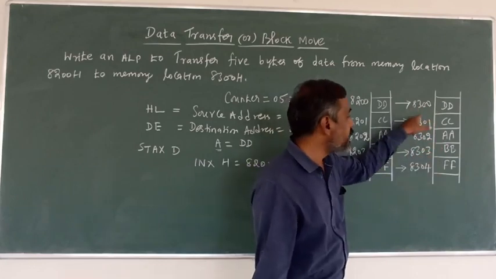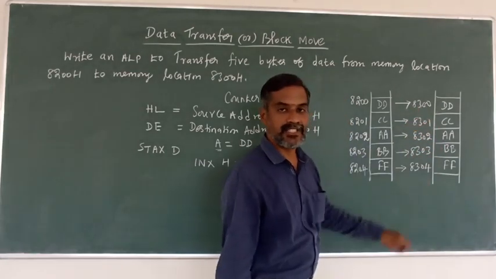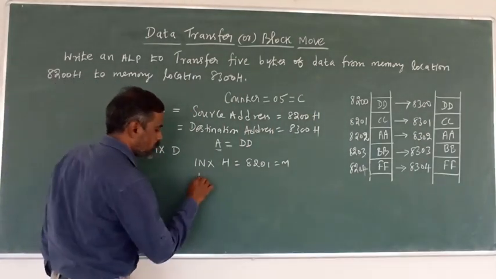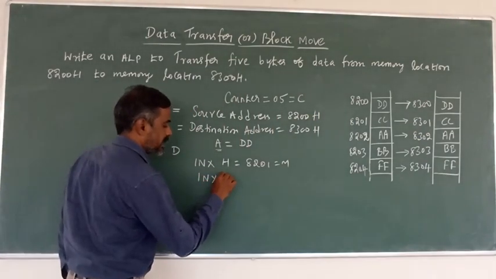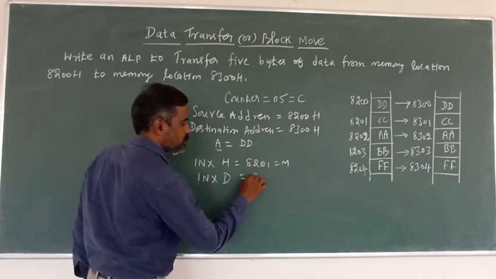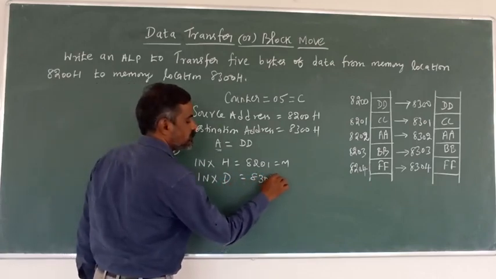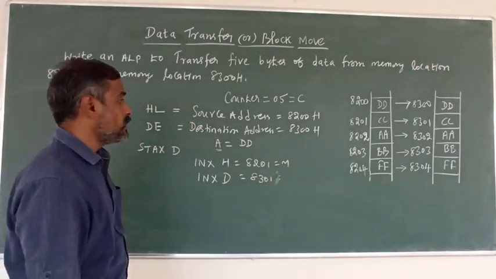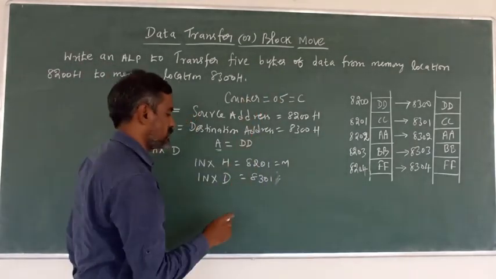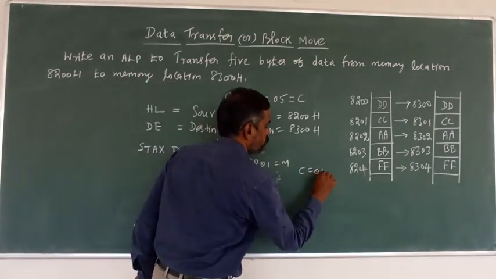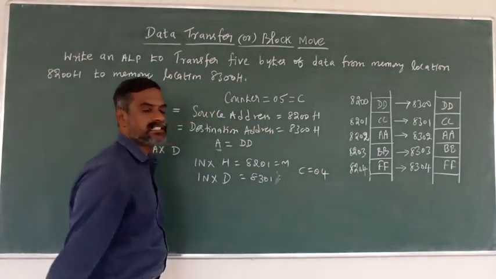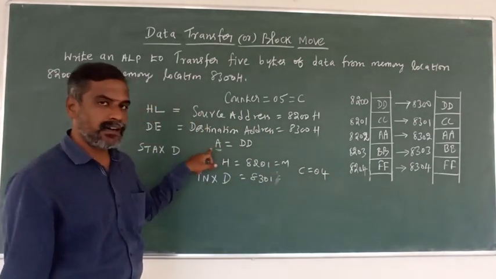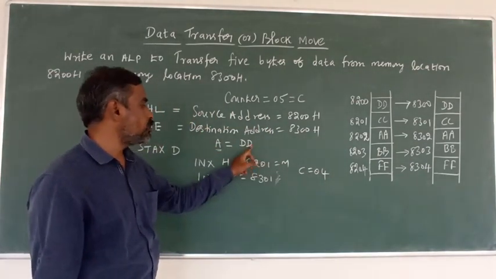For that we have to increment the destination address also. The destination address is in the DE pair, so we use INX D. Now the address is incremented to 8301. Now decrement the number of data, so C equals 04. Check whether it is 0 or not. Not 0 means jump back to move the memory data to the accumulator.